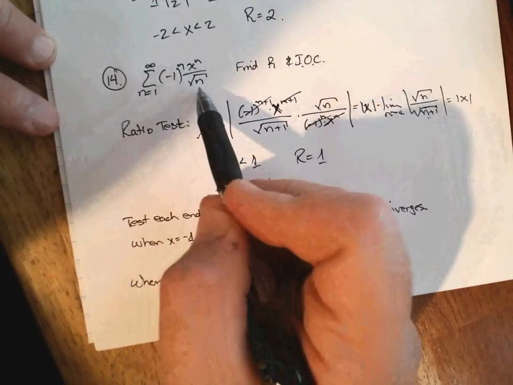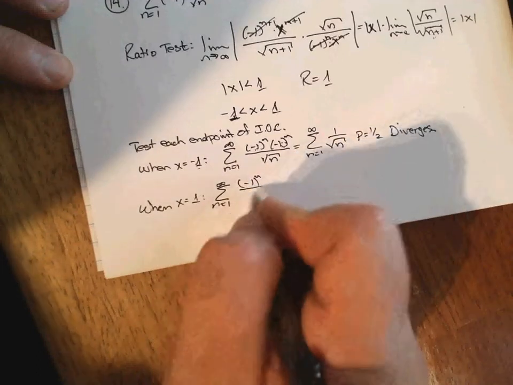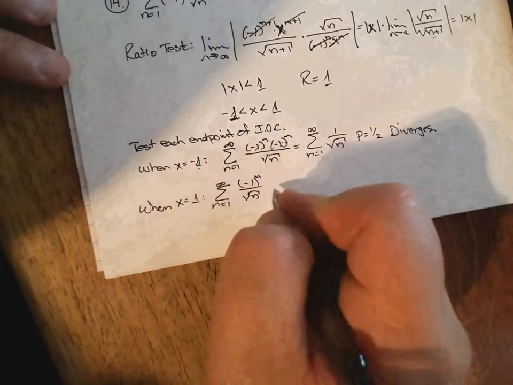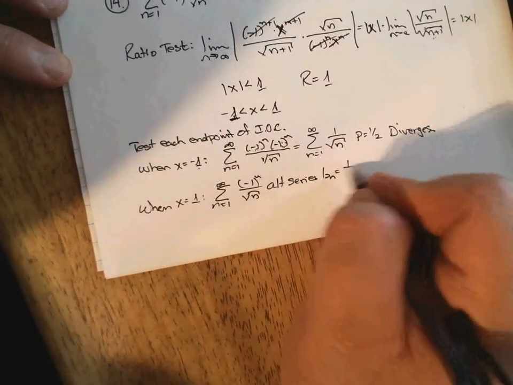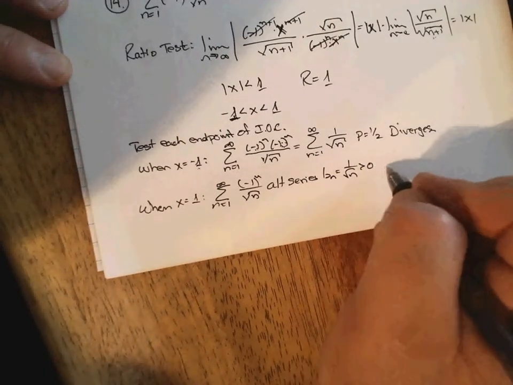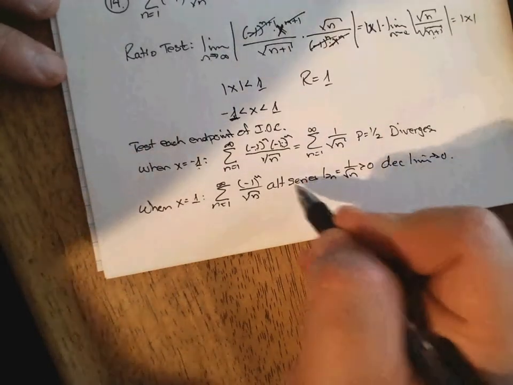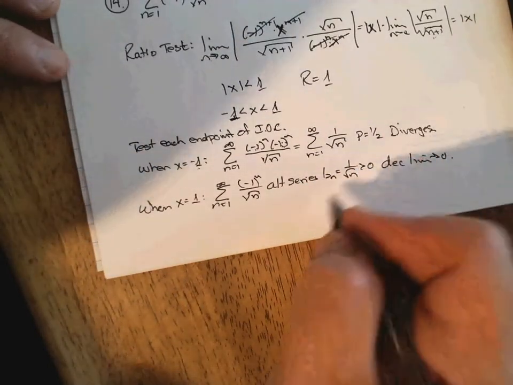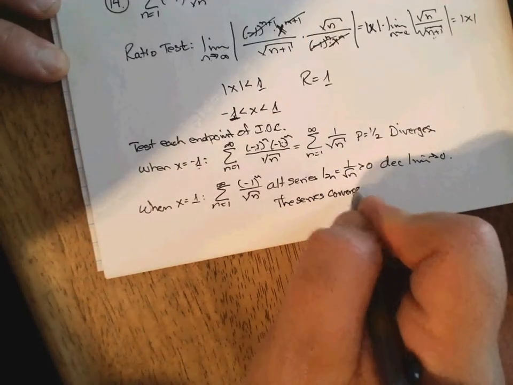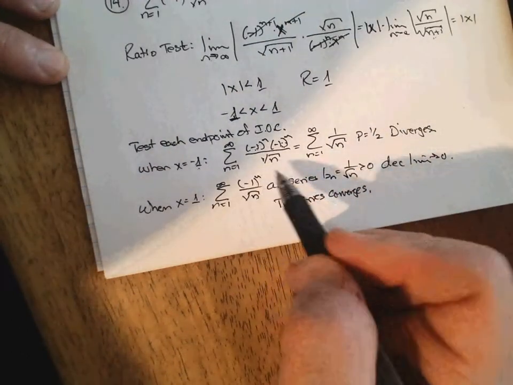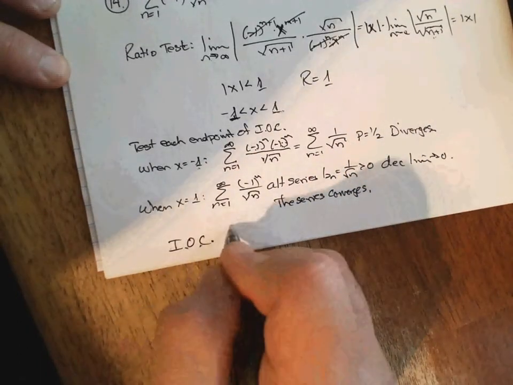Well, if you put a positive 1 in for the x here, you simply get negative 1 to the n over the square root of n. And that is an alternating series, where the b sub n is 1 over the square root of n. This is positive, decreasing, and the limit goes to 0. In an alternating series, when the positive term is decreasing and goes to 0 in limit, the series converges. And that means when x is positive 1, we do have convergence.